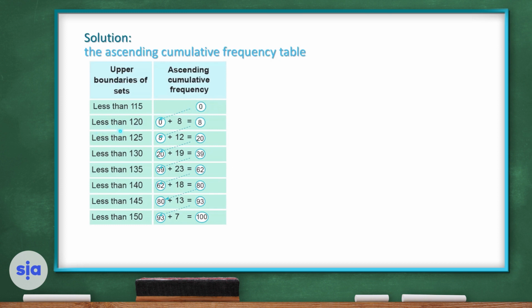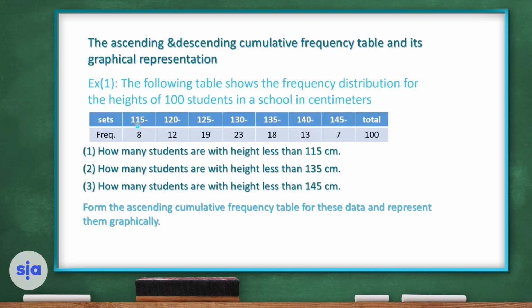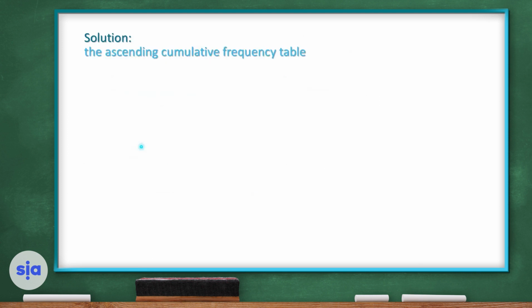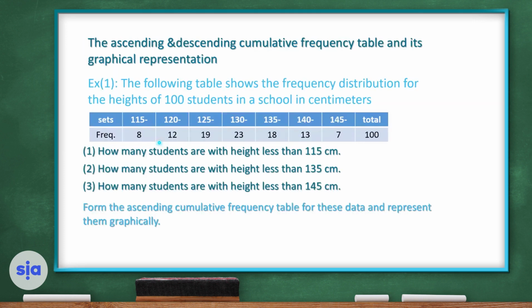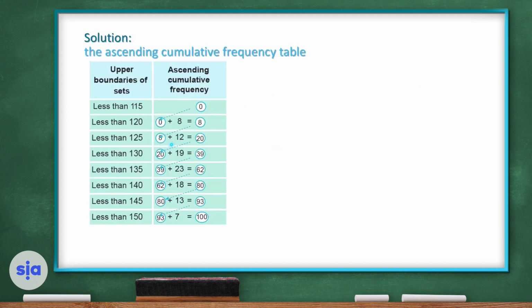Then, less than 120, if you go back, how many less than 120? Yes, it's only this 8. Then we take this number, we always drop it down here, and then we add the new number to it. So 0 plus 8 is 8. For the next one, we take this 8, drop it down, and then check here how many less than the 125. See? Yes, it's 12.